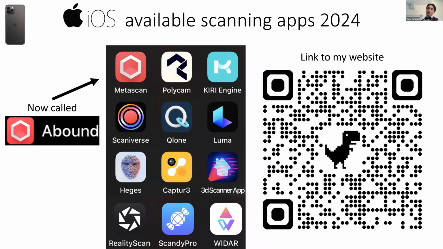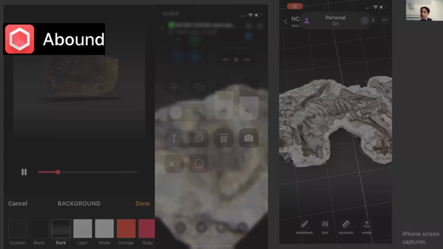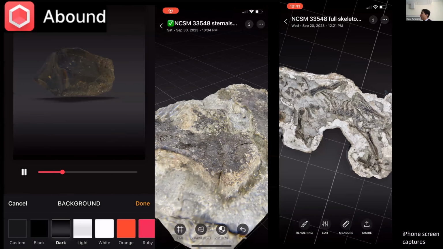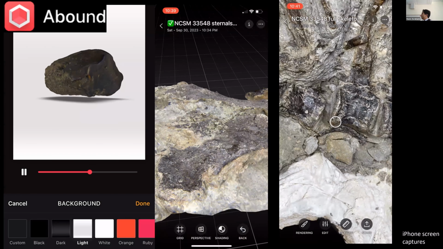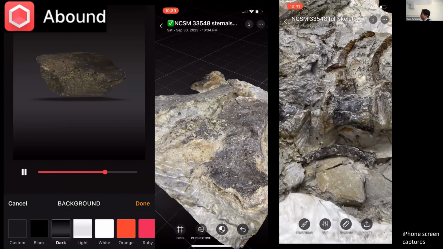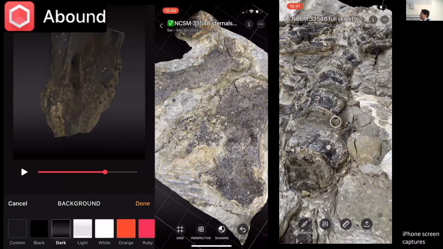All right, and so around 2022, I partnered with a company called Metascan that has now been rebranded as Abound, and together I worked with them to improve their application to better support the needs of not just paleontologists, but also archaeologists and museum creators of all types. All right, so this is just an example of what that interface looks like. On the left, we have a tiny hadrosaur tooth about the size of a pencil eraser, and on the right, we have the full skeleton of Phona. This is a direct screen grab from an iPhone.